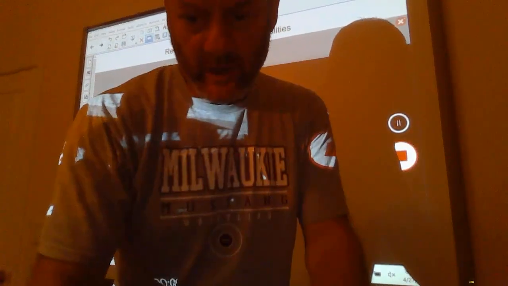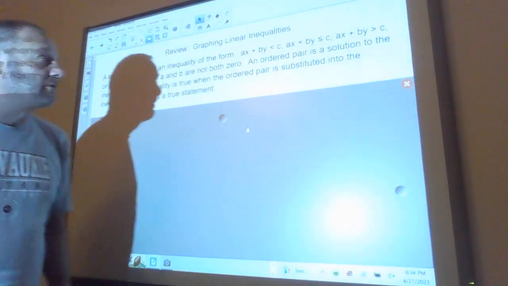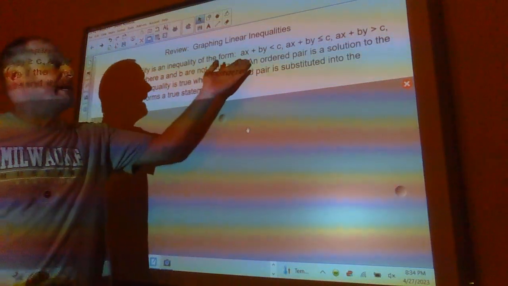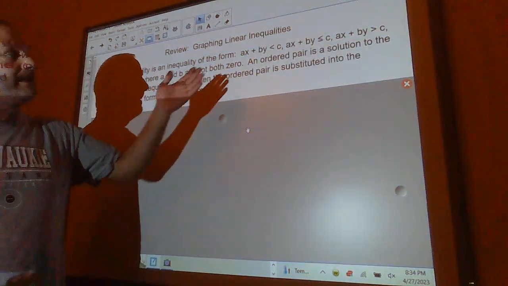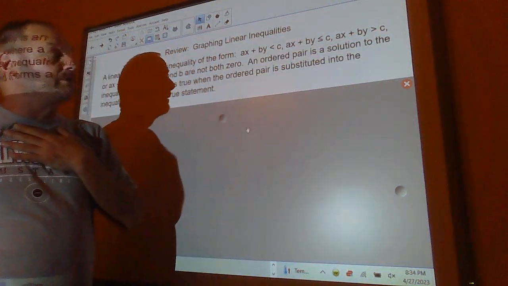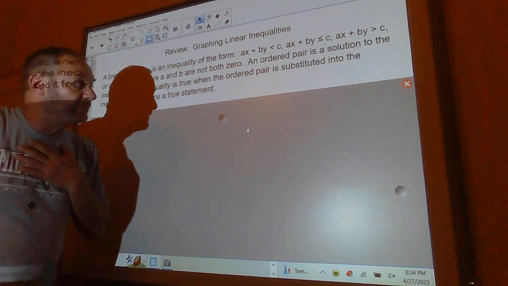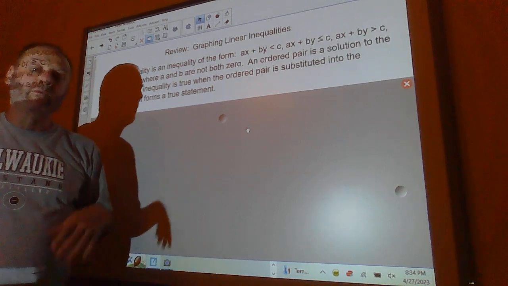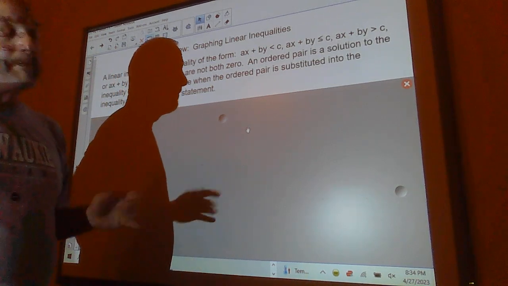What's a linear inequality again? A linear inequality is an inequality of the form ax plus by is less than c, ax plus by is less than or equal to c, ax plus by is greater than c, or ax plus by is greater than or equal to c, where a and b are not both zero. One of them can be zero, but not both of them.